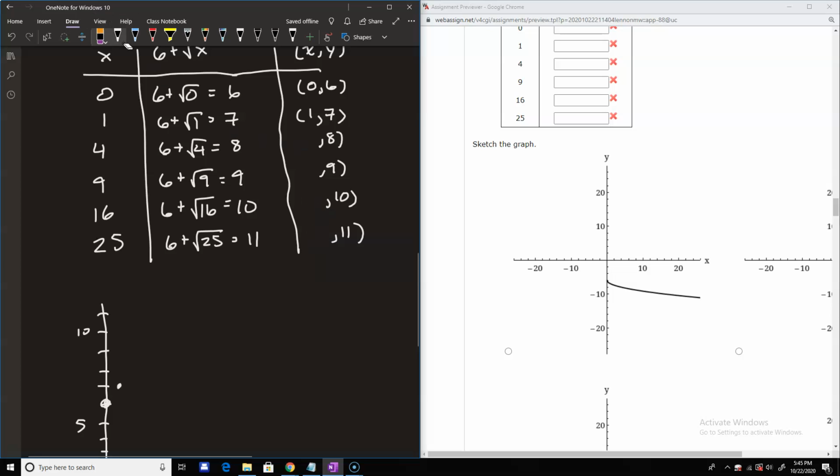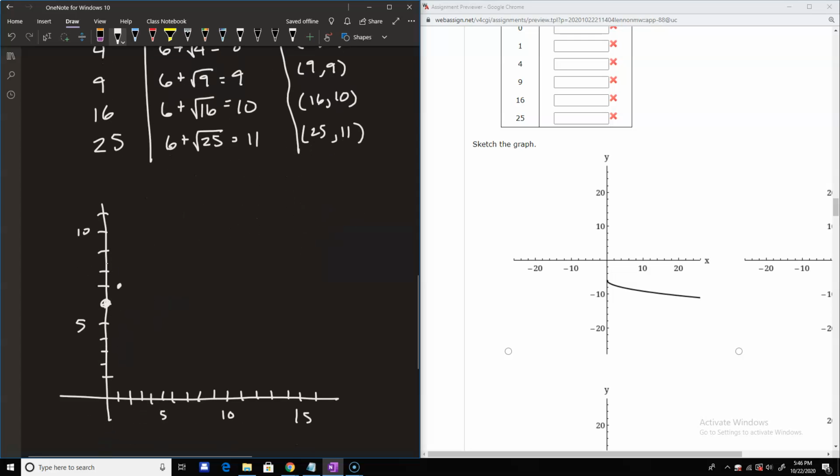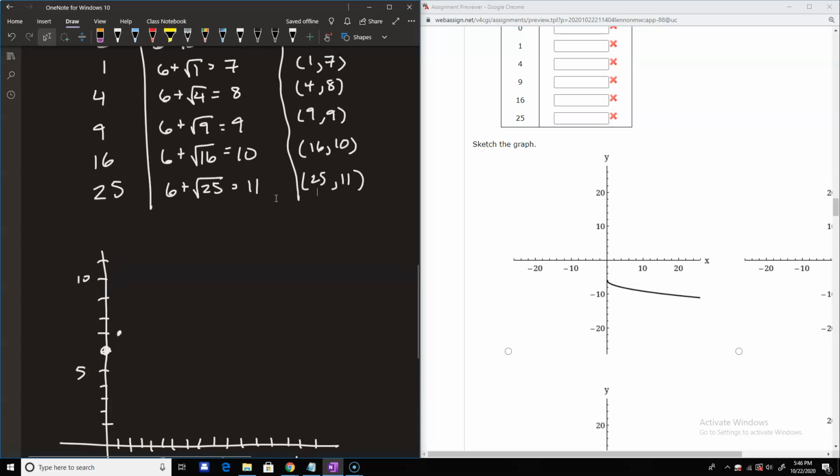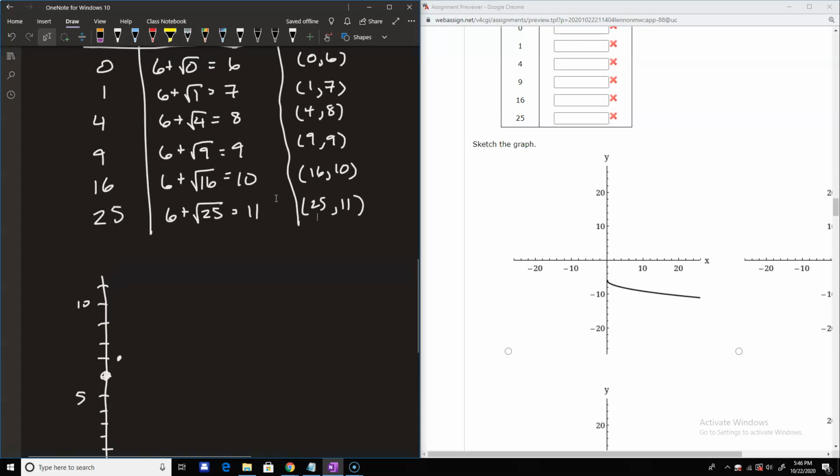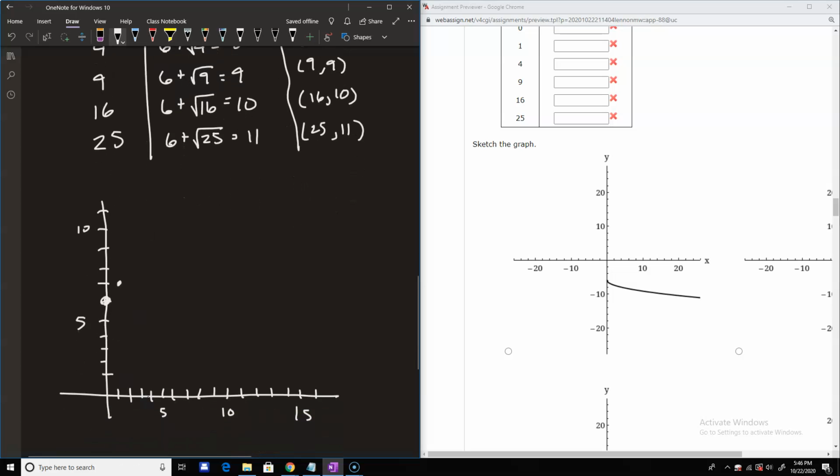Right, the inputs are the x values. So it should have been, for this one, 4, 8, 9, 9, 16, 10, and 25, 11. So we were at 0, 6, 1, 7. Now we need to do 4, 8. So 4 and 8 would be right here. And then we need to do 9 and 9. So 9 and 9 would be this point right about here. And then we have 16 and 10. So 16 and 10 is all the way over here. So we get the shape of our graph.